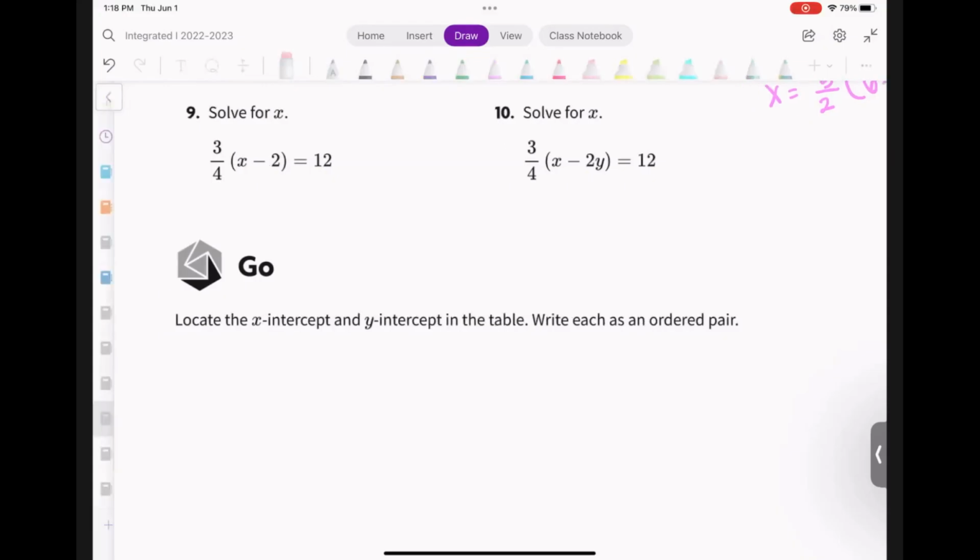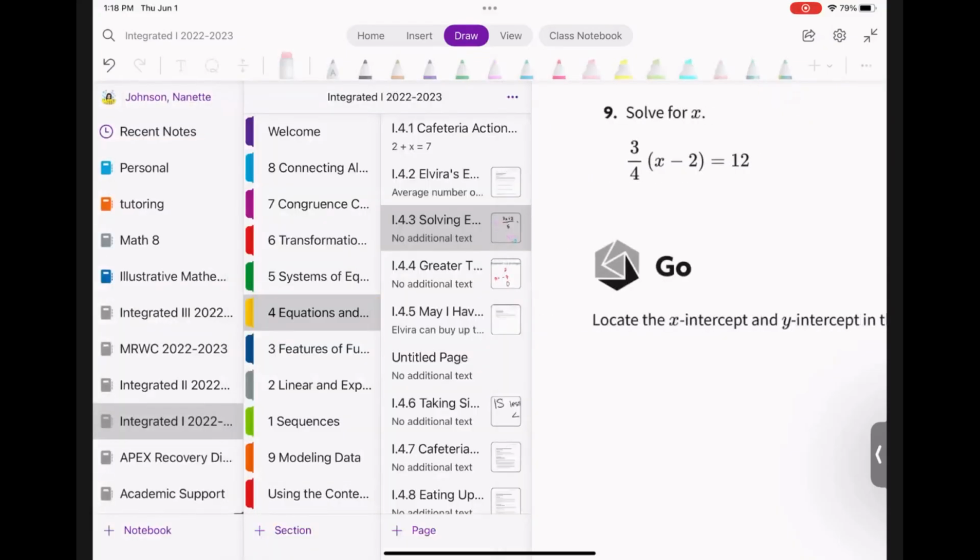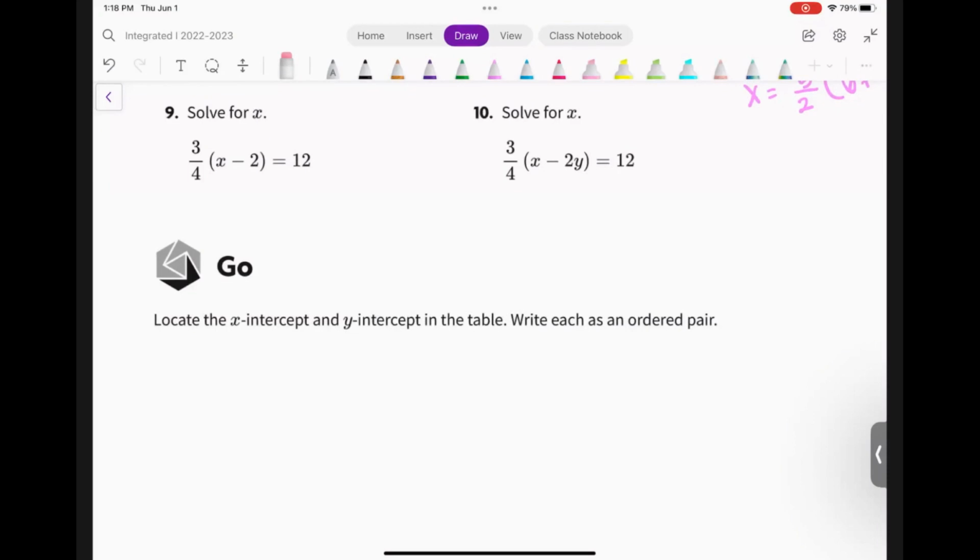Right. We are in seven. No, it's not seven. Sorry. 4.3. Ready, set, go. And we're going to do 9 and 10 to practice solving equations.